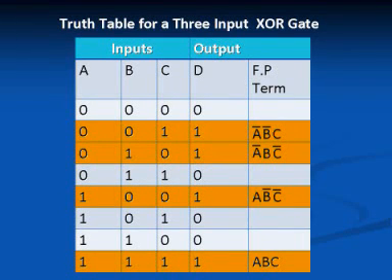Similarly, in the last row, the number of ones in the inputs is 3. That is, A is equal to 1, B is equal to 1, C is equal to 1. Hence, output D is 1. We can write fundamental product terms along with the output D in the same manner as described earlier. Now we shall apply SOP method to determine the Boolean expression for 3 inputs XOR gate.